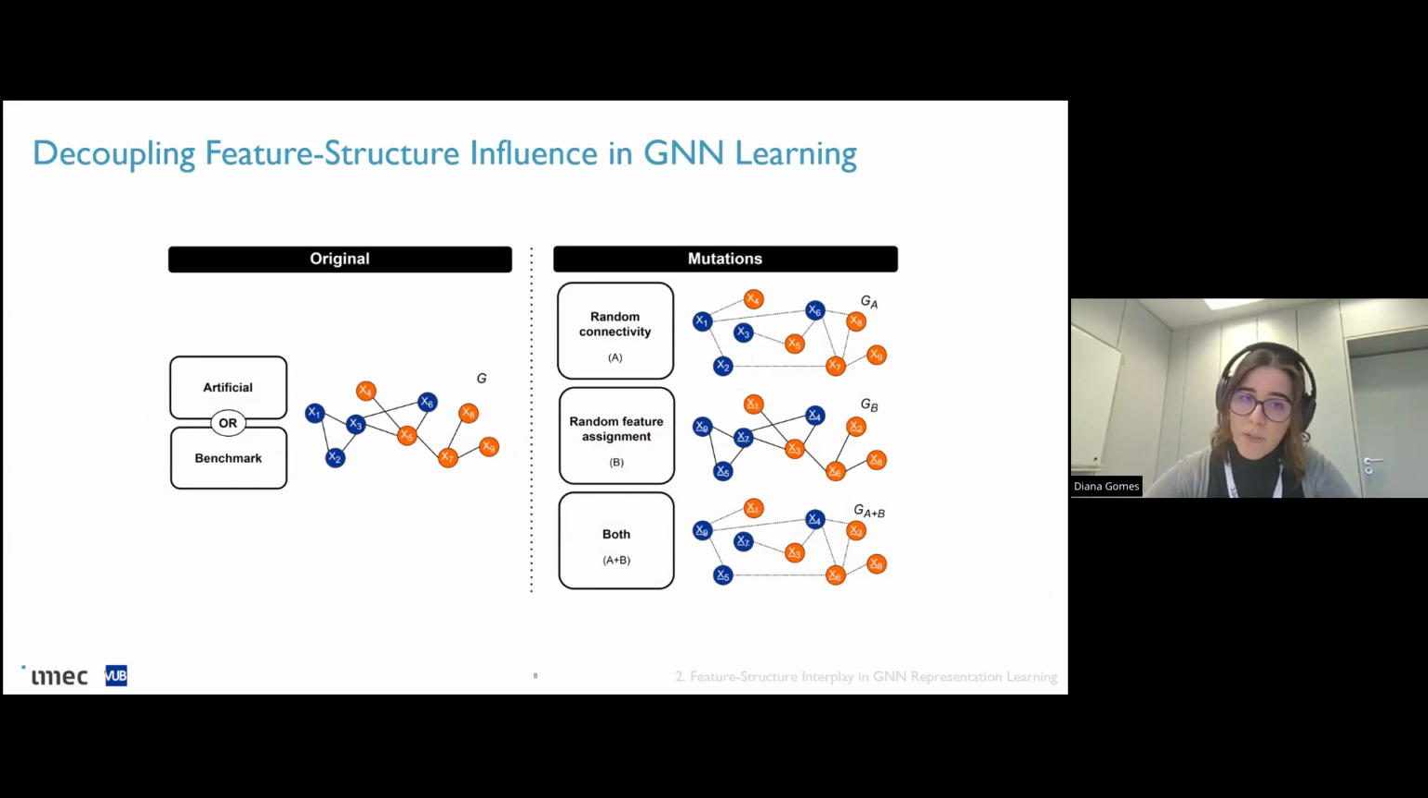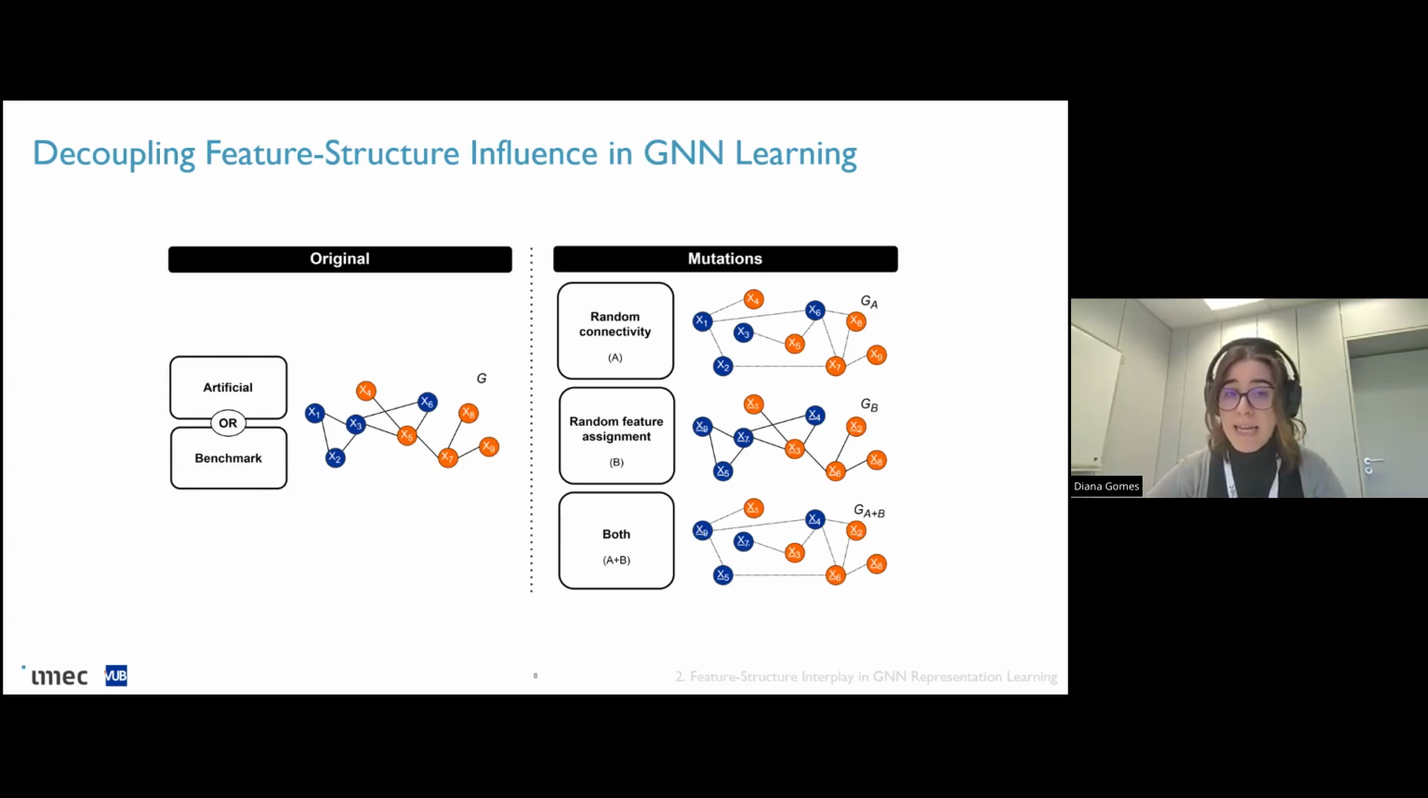And the method that we created basically relies on the following. We take an original graph, which can be artificial, so a synthetic graph, or it can be one of the benchmarks. And we are going to derive a set of mutations of that graph. The first of them is what we call the random connectivity one. So what is going to happen here is just that I'm going to shuffle all of my connections, and now they're supposed to be meaningless to solve my downstream task.